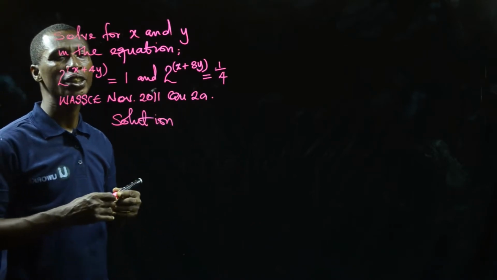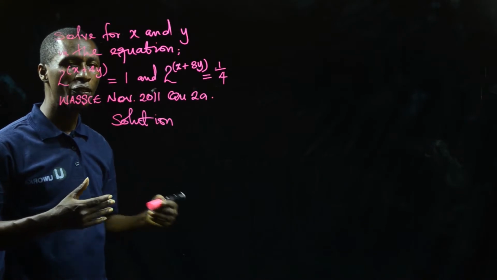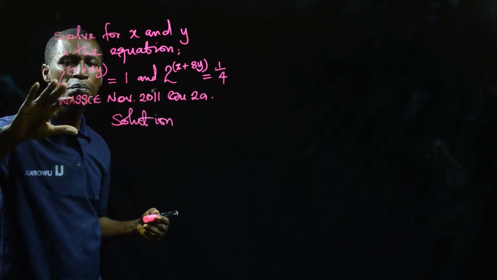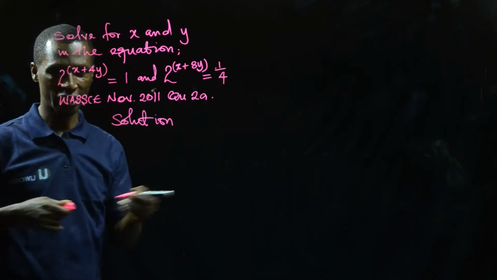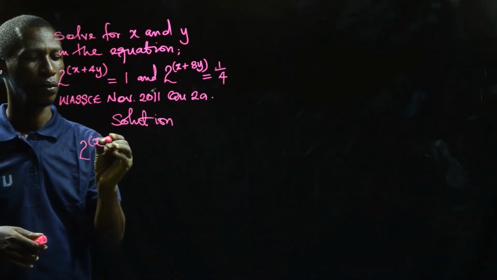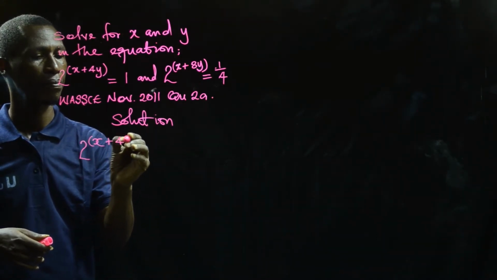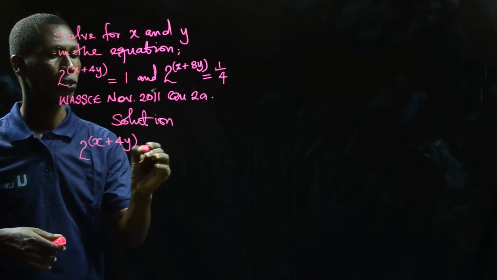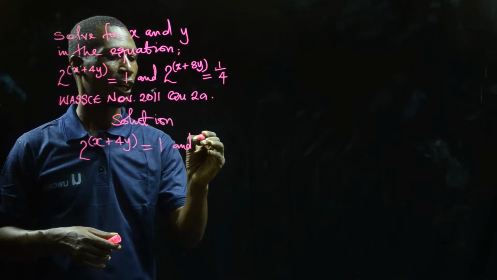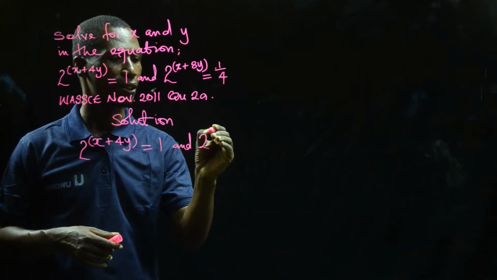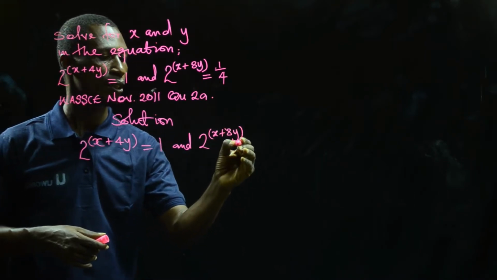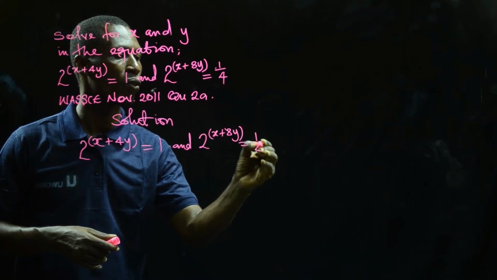Basically, all we know is that when a question is given, we have to make sure that both sides of the equation are of the same base so that we can work. Now, this is what we've been given here. 2 to the power x plus 4y equals 1, and we got 2 to the power x plus 8y equals 1 on 4.